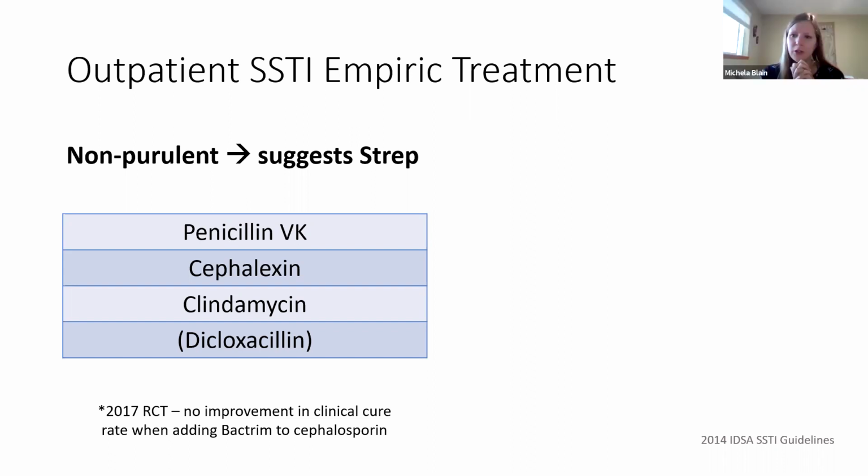There was a randomized control trial in 2017 that said that there was no improvement in clinical cure when adding Bactrim to a cephalosporin for non-purulent strep. So if it's non-purulent, you can go with your monotherapy of cephalexin or whatever you choose. And for non-purulent cellulitis, you don't need to add Bactrim empirically.